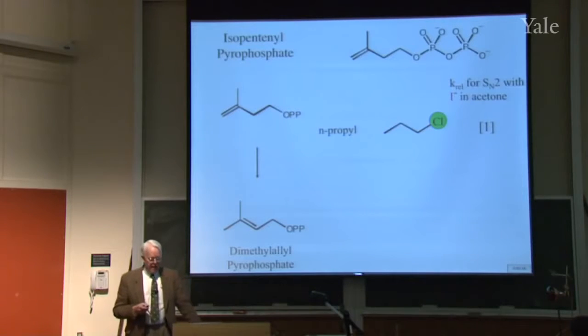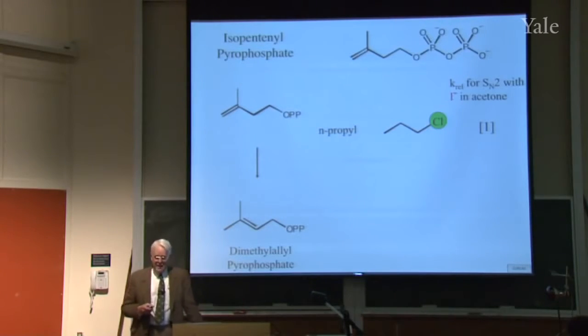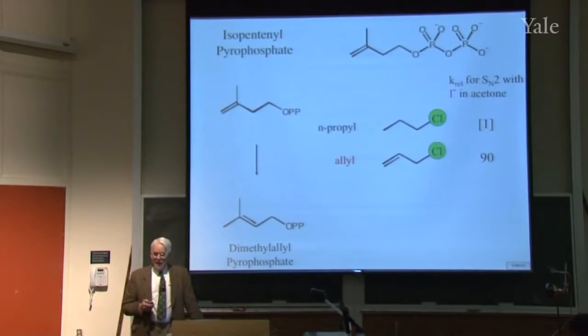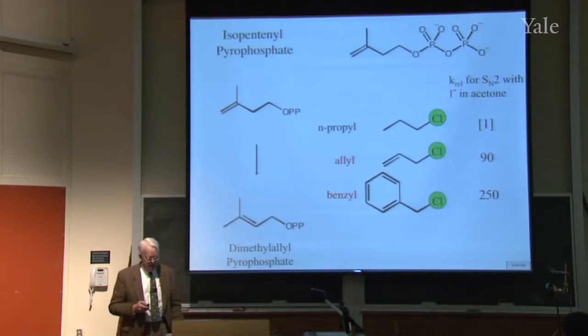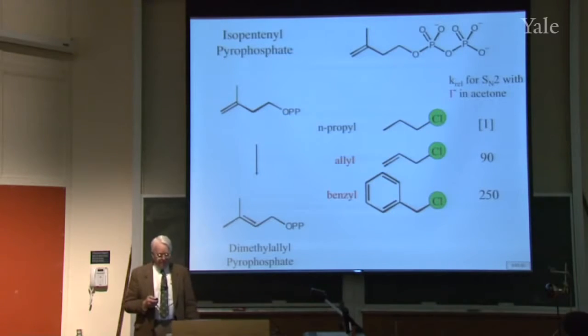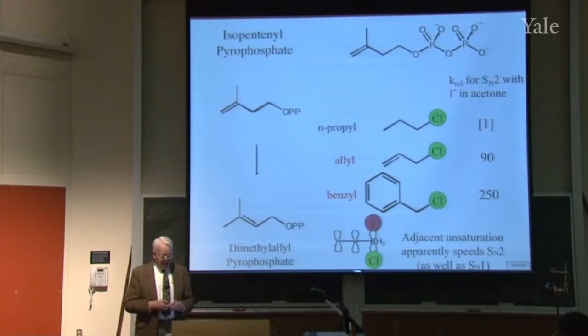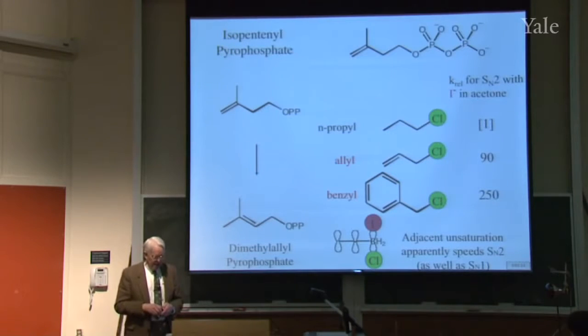If you look at the relative rate for displacement of chloride by iodine in acetone, if you call it 1 for propyl chloride, if you make allyl chloride, so you put a double bond to make the carbon-chlorine bond allylic, it goes up by almost 100-fold, a factor of 90. And if it's a benzene ring instead of just a regular old double bond, it goes up another factor of 2.5. Okay? So apparently this adjacent unsaturation, that new double bond, is especially good in stabilizing the transition state.